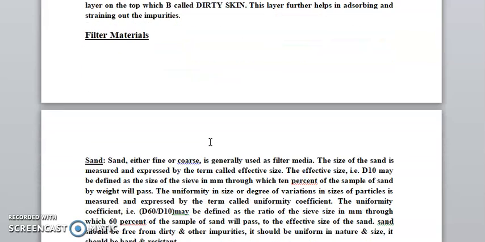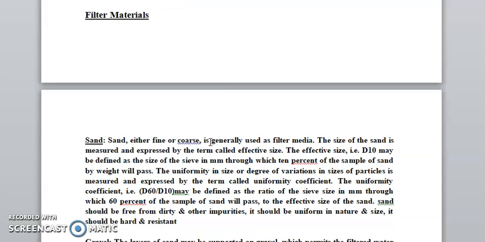Filter media: sand. Fine and coarse sand are generally used as filter media. The size of the sand is measured by a term called effective size. The effective size D10 may be defined as the size of the sieve in mm through which 10% of the sample of sand by weight passes. The uniformity in size, or degree of variation in the size of the particles, is measured and expressed by the term called uniformity coefficient. The uniformity coefficient may be defined as the ratio of the sieve size in mm through which 60% of the sample of sand passes to the effective size. The sand should be free from dirt and other impurities. It should be uniform in nature and size, hard and resistant.